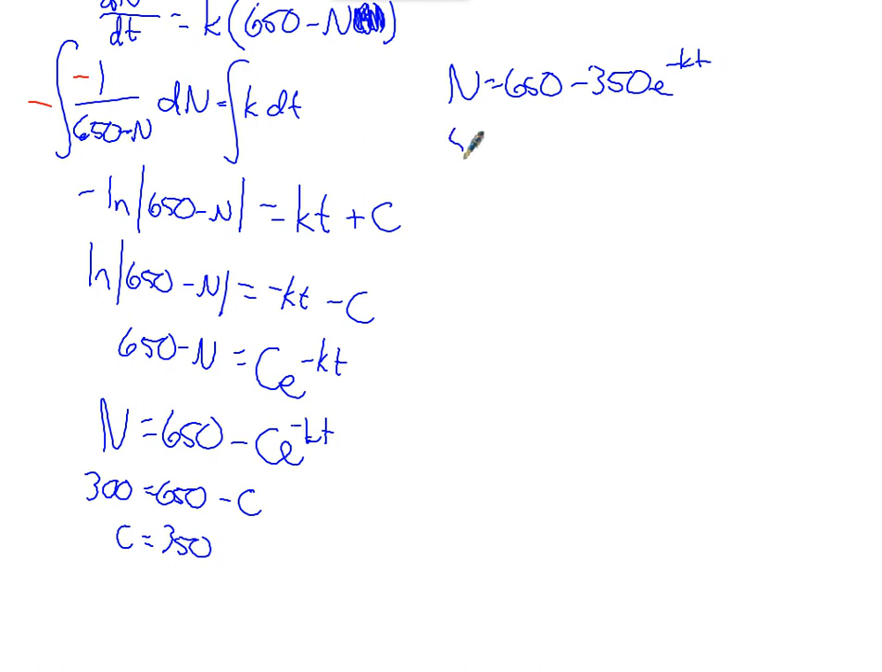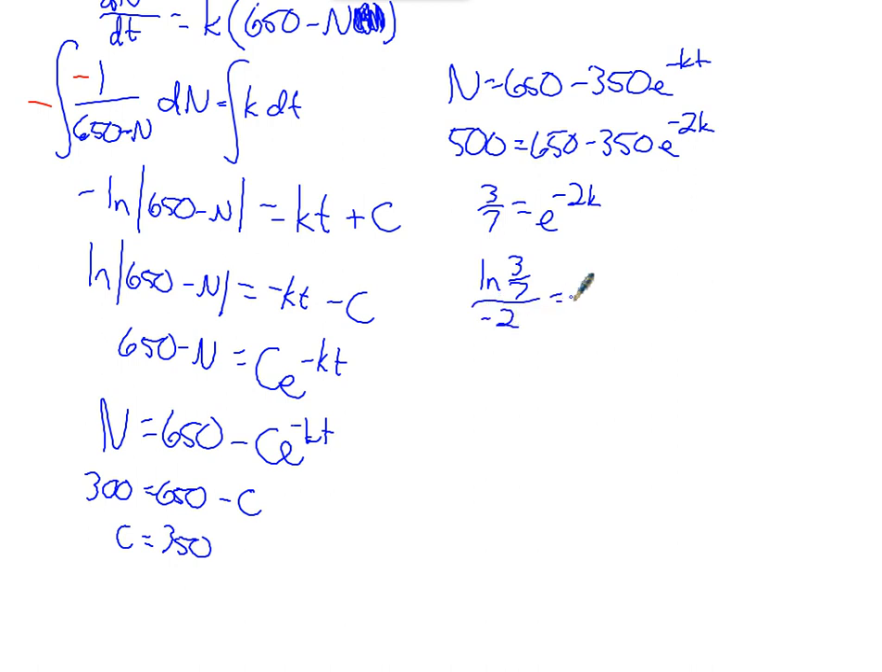Okay, so 500 equals 650 minus 350 e to the negative 2k. I subtract 650 from both sides. It gives me negative 150. Divide by negative 350. It becomes positive again, 15 over 35, 3/7. So we have 3/7 equals e to the negative 2k. Natural log of both sides. Natural log of 3/7. I can then divide by that negative 2, and that gives me my k.